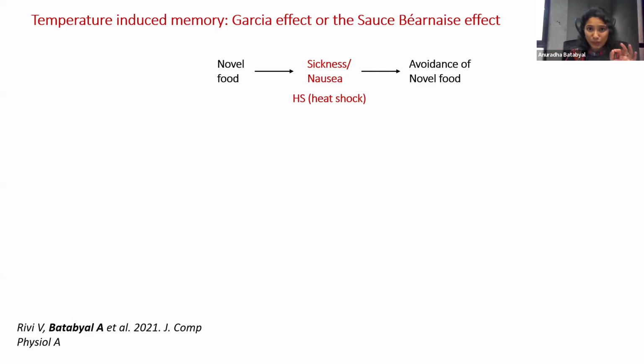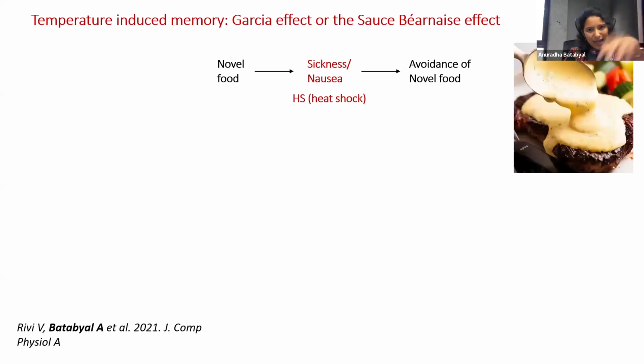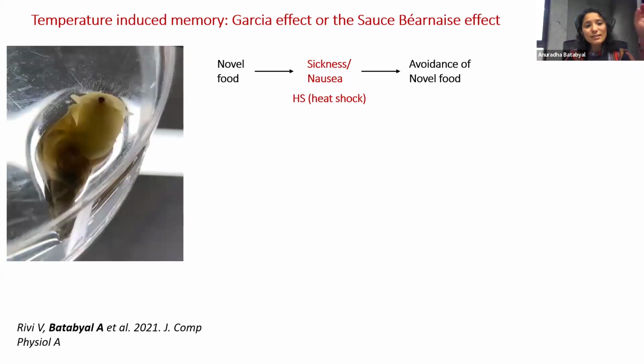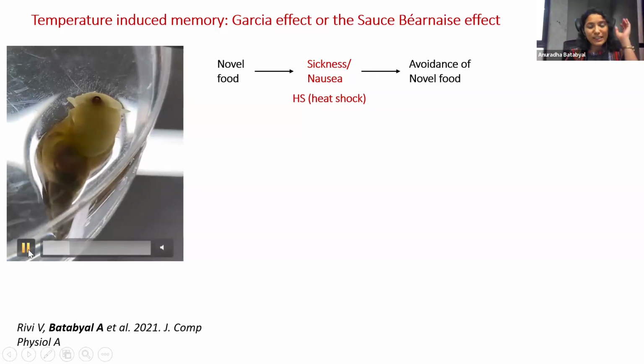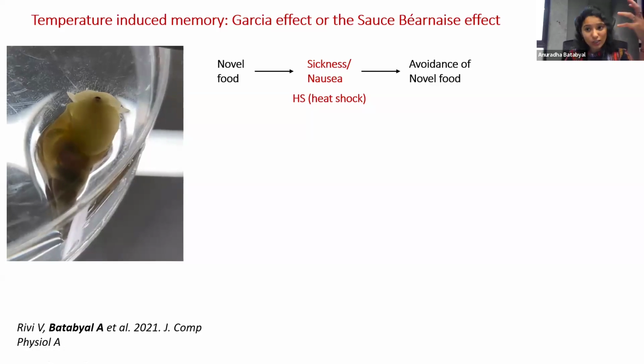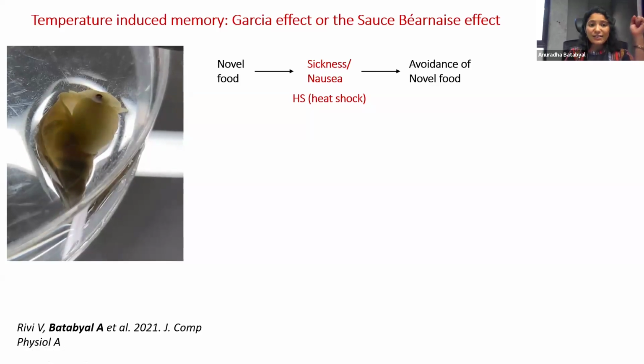And it has to be a new food, okay? Now, it happened with this sauce bernaise, from a scientist who discovered this behavior. That is why it's called the sauce bernaise effect, because the man fell sick after having the bernaise sauce. Now, these animals, the snails, also fall sick after a heat stress. So if they get a heat shock, they fall sick. And if they eat something before they fall sick, if it is something new, then they avoid that food.